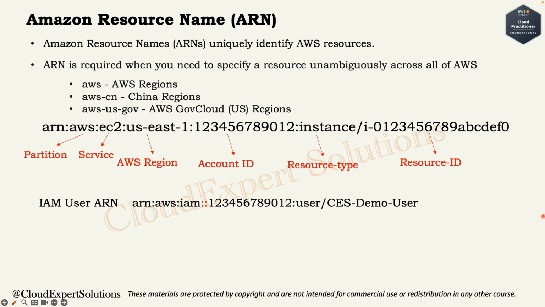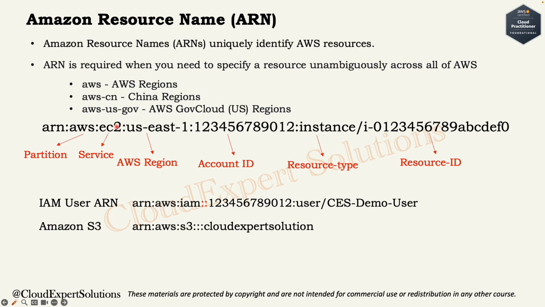If you have an IAM user, in that case you will see the ARN like this, and you can see the region is missing because IAM is a global service. EC2 was a regional service, that is why you have AWS region as US East 1. For any global service, you will see 2 colons consecutively. This is an example of Amazon S3 ARN.